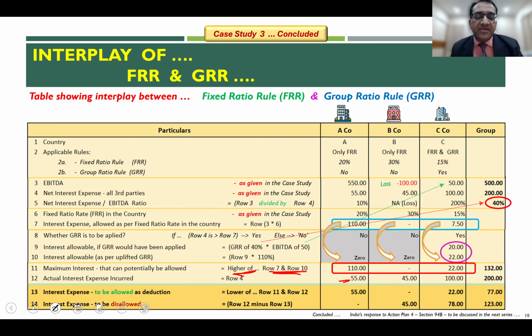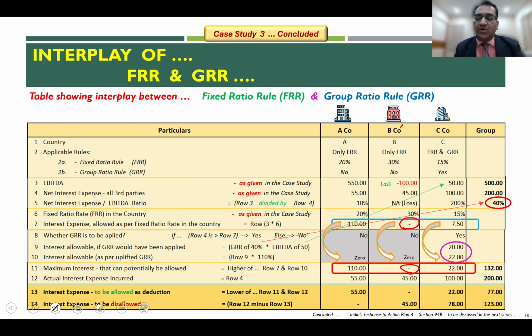What is that? See here. FRR says that for ACO, 110 is your interest deductibility maximum. GRR is 0. So the higher of these two, 110, is the maximum limit which can be allowed as an interest deduction for ACO. What about BCO? Let us see this. BCO, this is 0. FRR is 0. And this one is also 0. And therefore, for this, nothing would be applicable, no interest will be deductible for BCO.